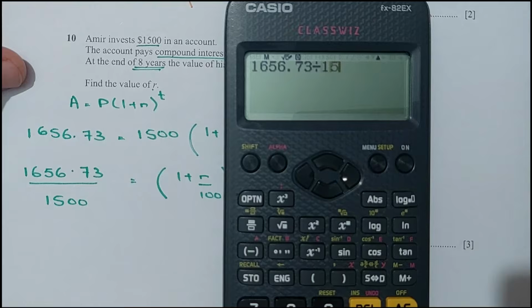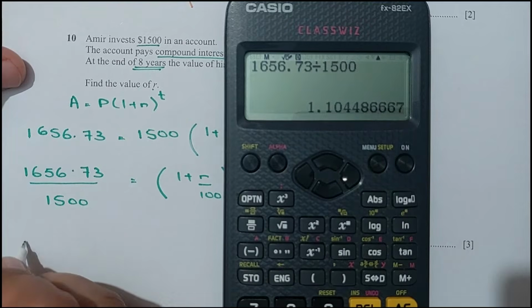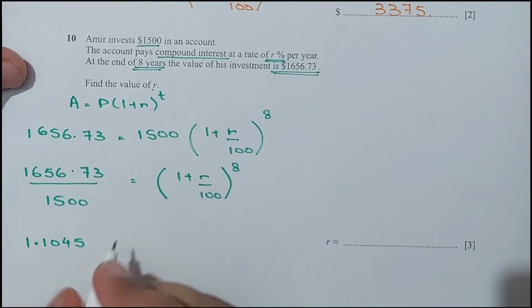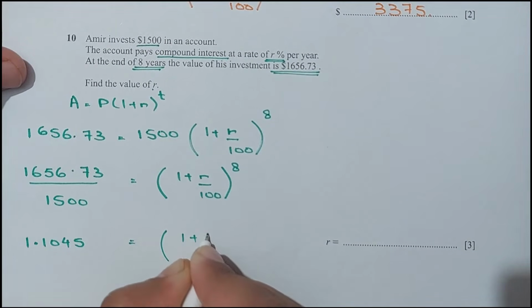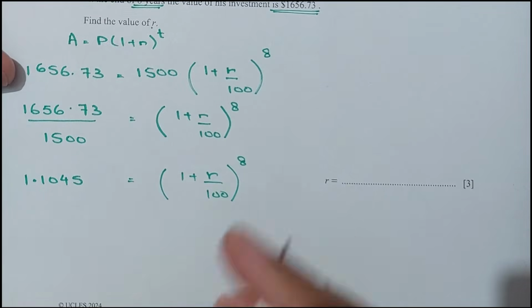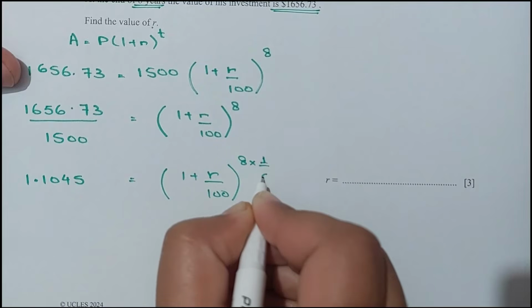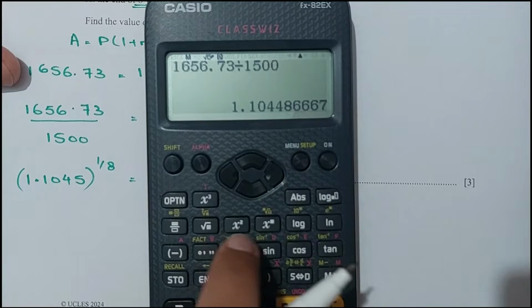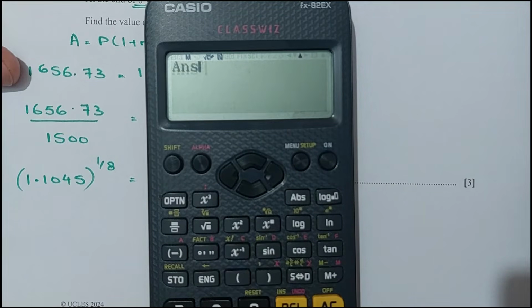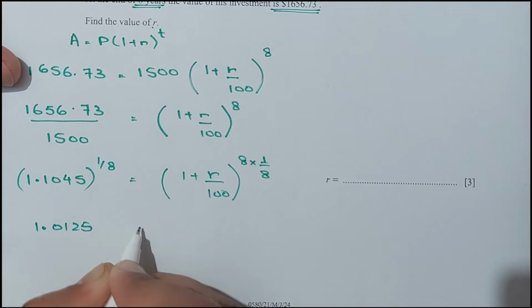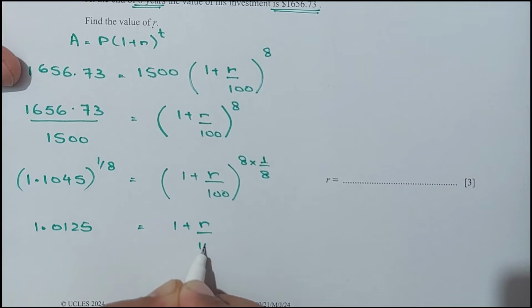1656.73 divide 1,500 is 1.1045. This is going to be 1 plus r over 100 to the power 8. Now taking the power 1 over 8 on both sides, or the 8th root, we can say 1.0125 equals 1 plus r over 100.